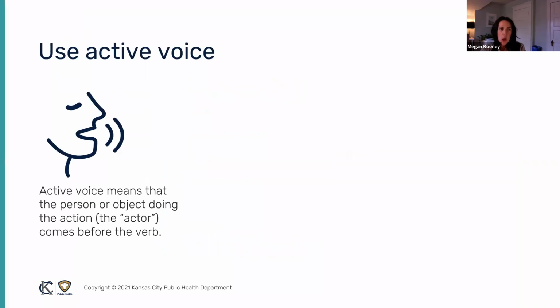Thanks. The next point in using clear words and sentences is to use active voice. Do you remember active and passive voice from school? Active voice means that the person or object doing the action comes before the verb. It makes your writing much more direct. It's the opposite of that really stilted language you might read in a medication insert or corporate policy, like the medication should be taken or not following guidelines will result in. It clarifies who's doing what.